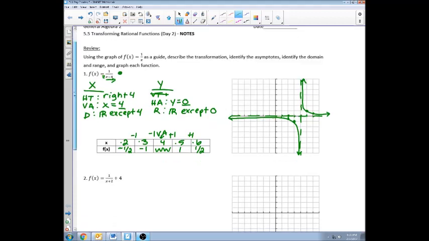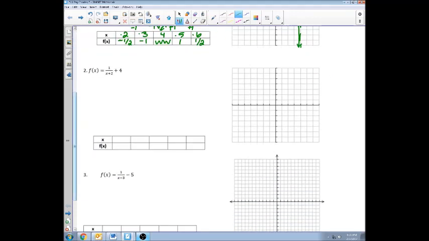So let's go ahead and move on to number 2. Remember our x section and our y section. In our x section, we have the horizontal translation. We have the vertical asymptote, and we have the domain. In our y section, we have the vertical translation, the horizontal asymptote, and our range.